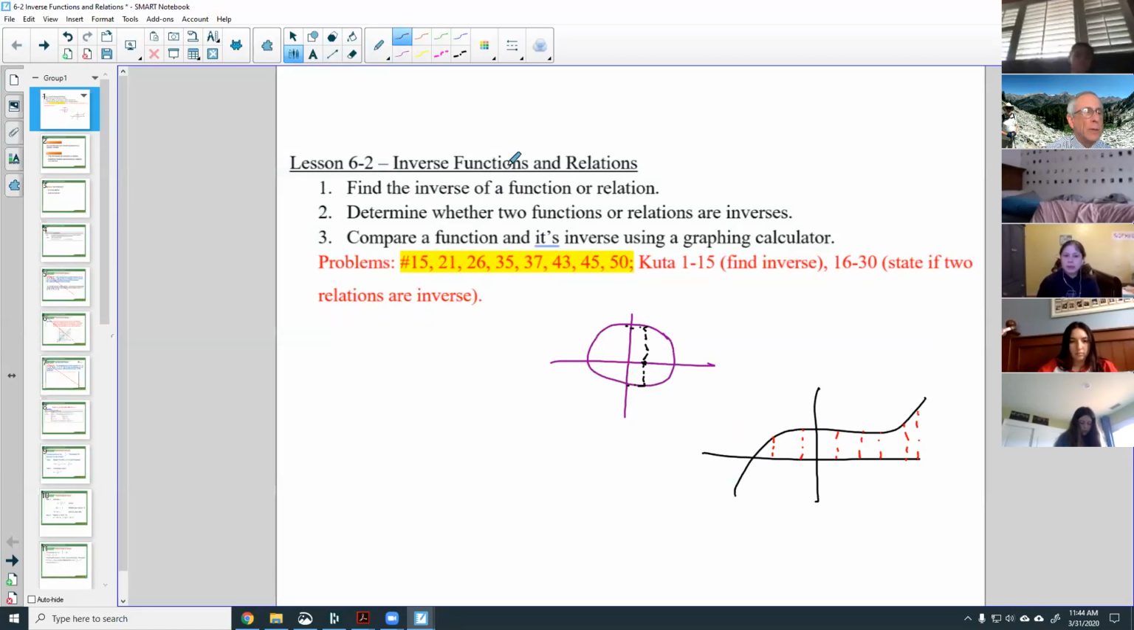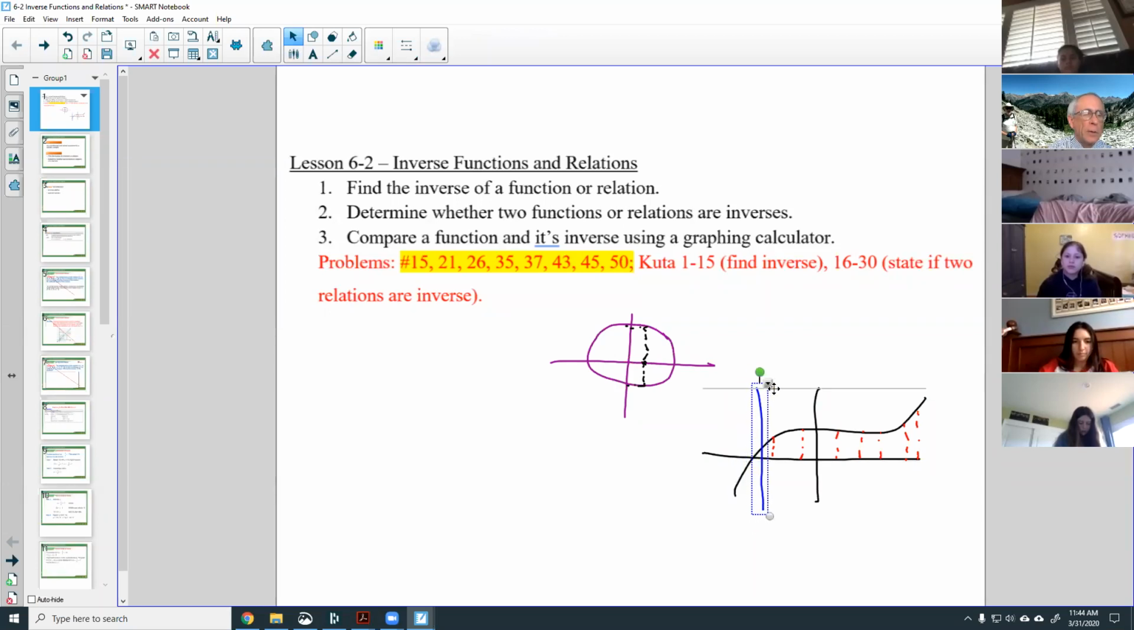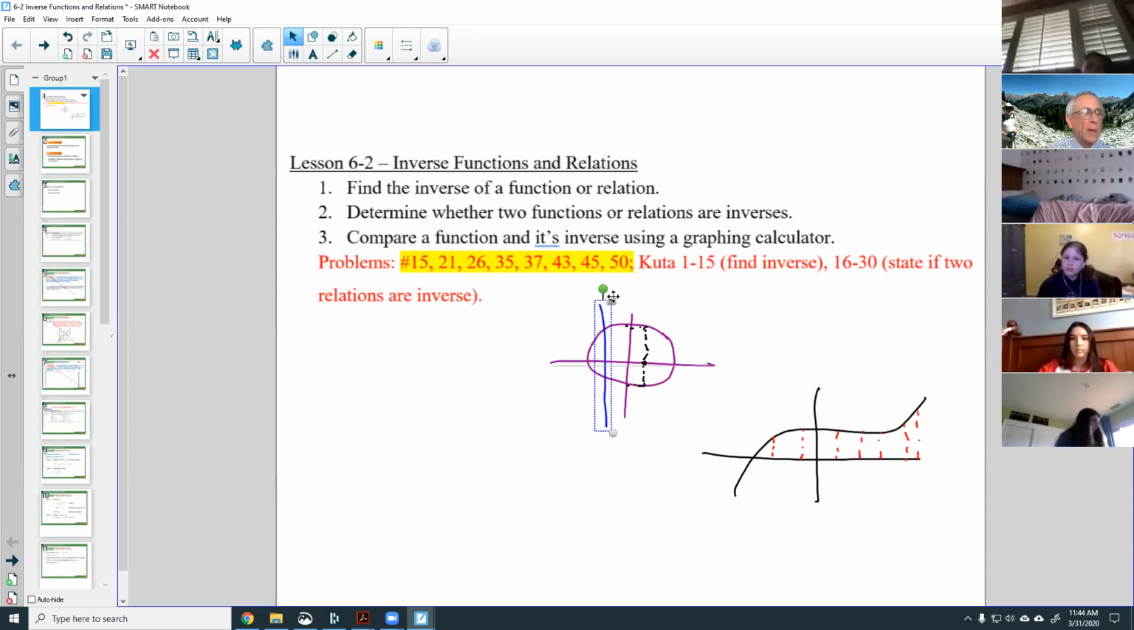So if I take a vertical line, and let's use a different color here, and I run it along this function, it's only going to cross my function one time every time I go across. So for every x, there is one and only one y. Whereas up here for this circle, if I run a vertical line, I'm getting more than one y for this whole relationship. All right, does that make sense? Every function is a relation, but not every relation is a function.